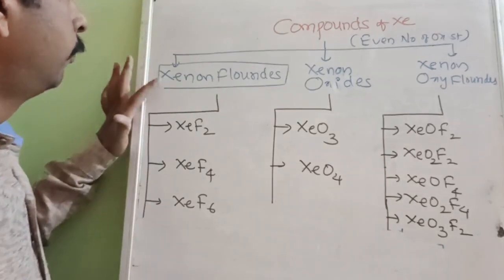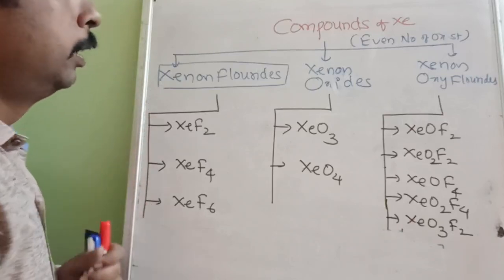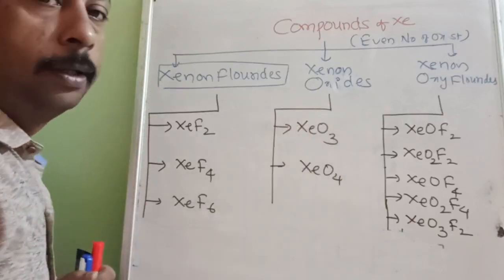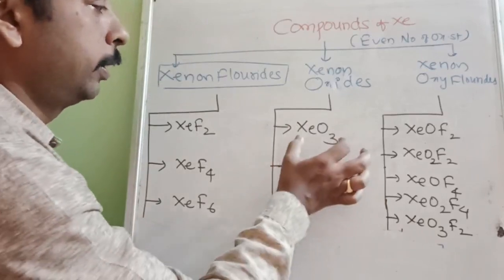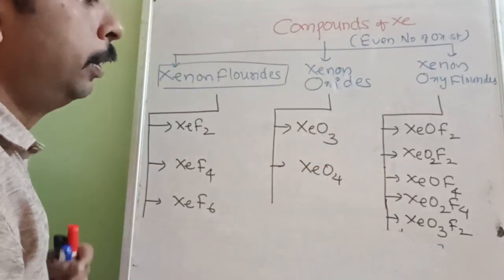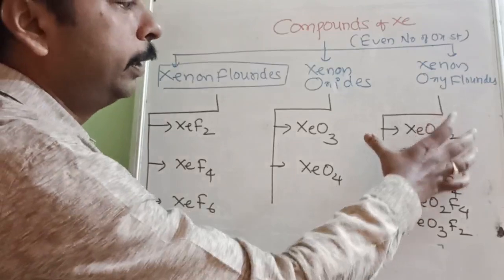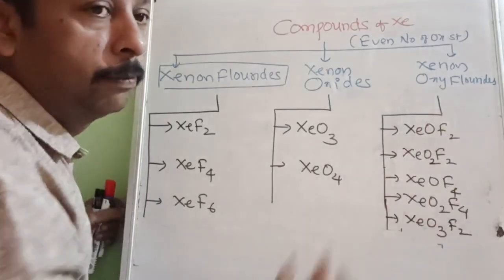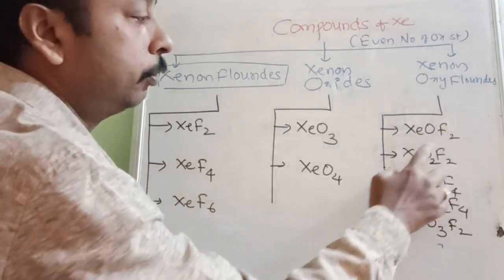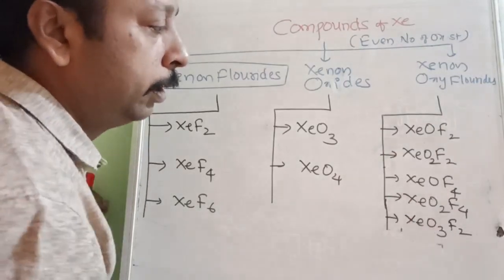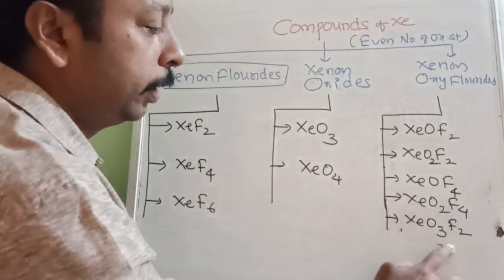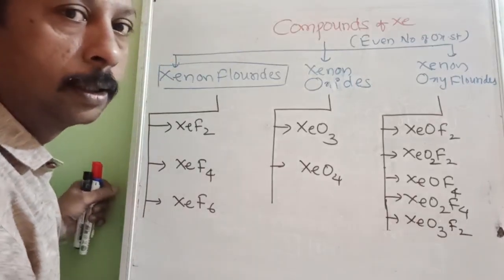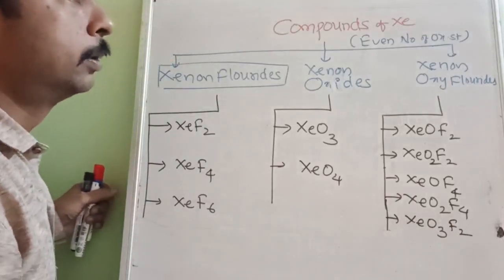So in the fluorides, how many are there? 3. In oxides, it is very difficult due to formation of the pi bond. XeO3 and XeO4, and there are a lot of combinations possible between oxygen and fluorine. That's why XeOF2, XeO2F2, XeOF4, XeO2F4, XeO3F2. These are some compounds of oxyfluorides.